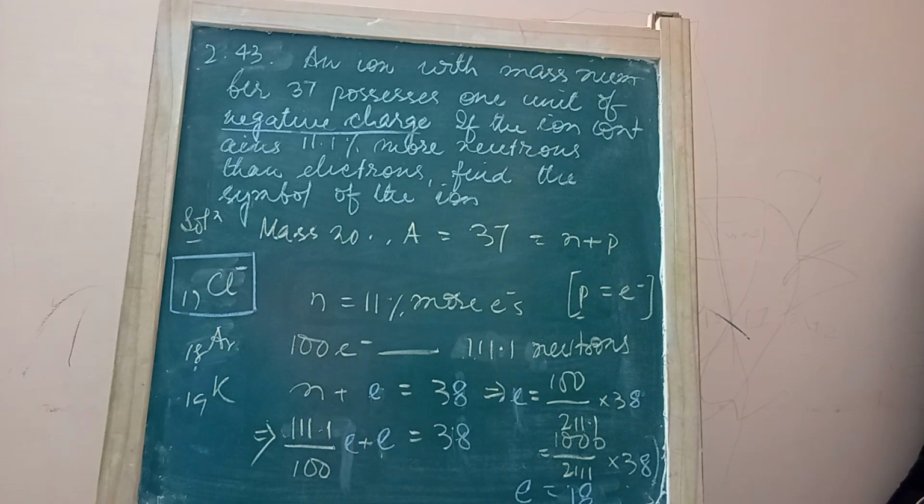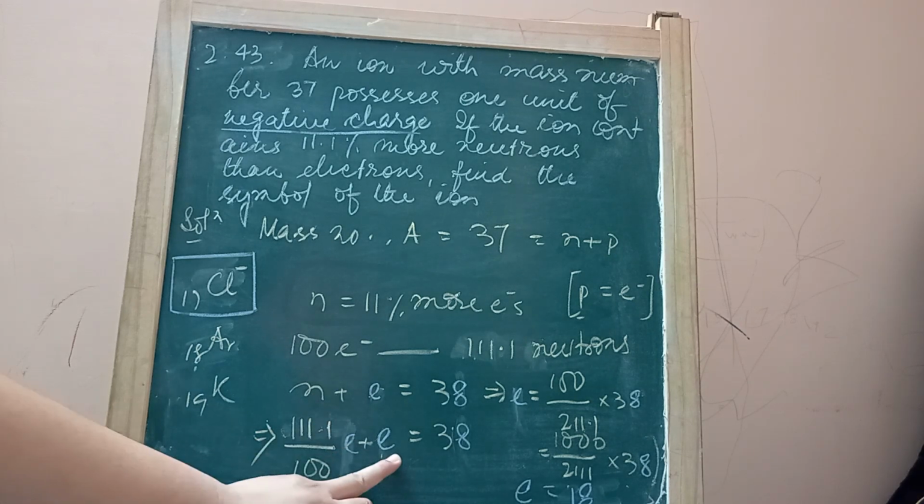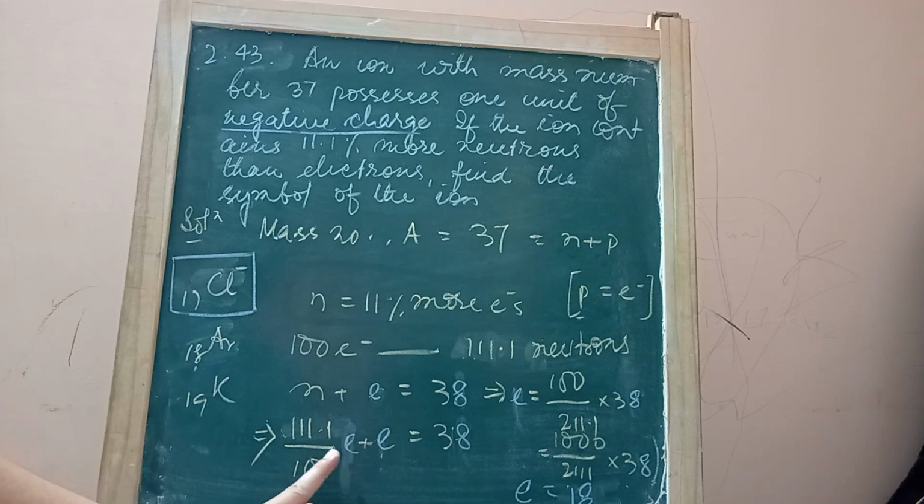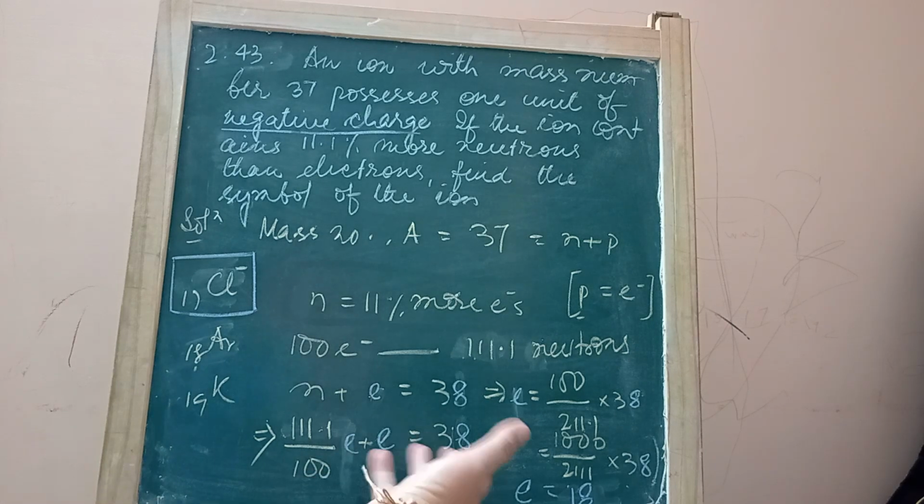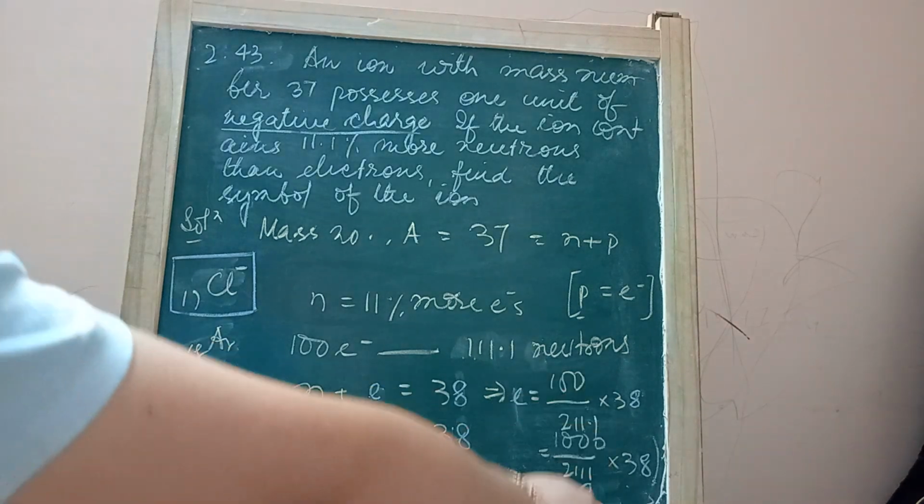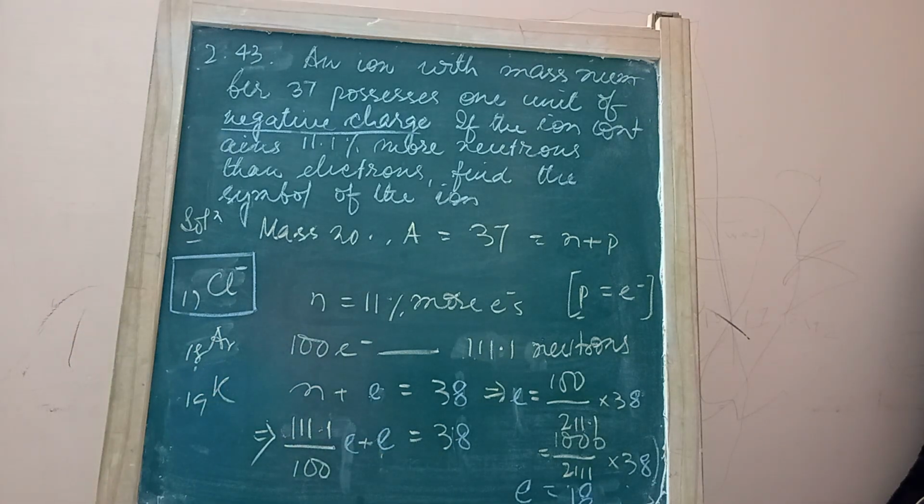Right, then the rest is the mathematical calculation. According to this statement, how many will be the number of neutrons? If the number of electrons is E, then the number of neutrons will be more than this. How much? 11% more, that is 111.1 by 100 of E will be the number of neutrons. So from here you can calculate the number of electrons, right? And it becomes 18. The number of electrons is 18.